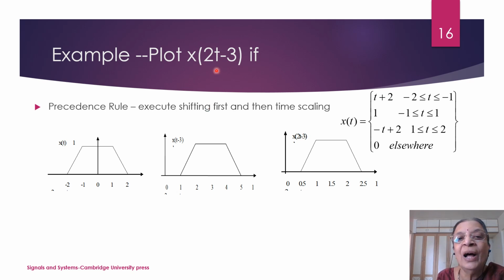Right. So unless the bracket is there, here there is no bracket for t. If I write it as 2 into t minus 3 by 2 in the bracket, then I can execute the time scaling first and then the time shifting. But if it is like this, you will have to execute time shifting first and then the time scaling. This is called the precedence rule. And if you don't do that, you will end up with a wrong result unless you put a bracket, as I told.